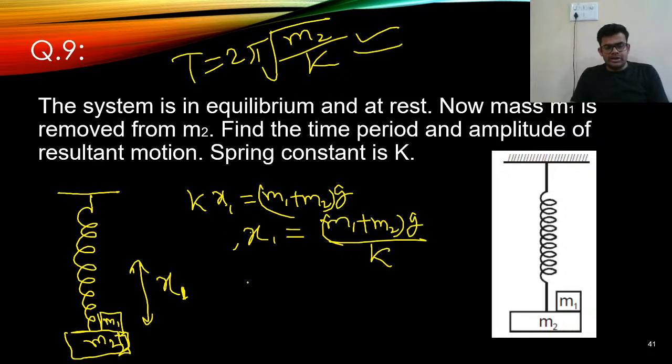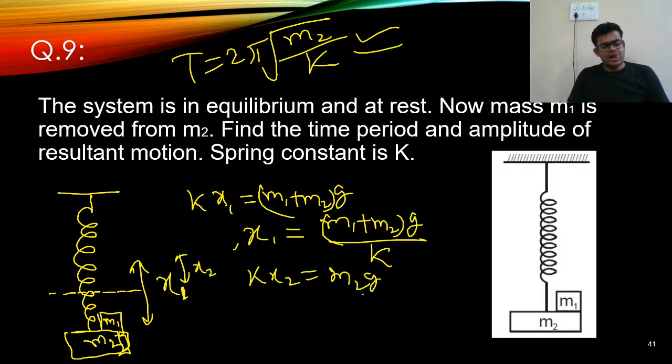Okay, now let us talk about the final extension. So finally what will happen? Only and only one block, that is m2. So finally only m2 is there, m1 is not there. So I will say the final extension is x2. So I will write k into x2 is equal to m2g. Why? Because m1 is removed from the system. So I am getting x2 is equal to m2g divided by k. That's all. So this is x2.